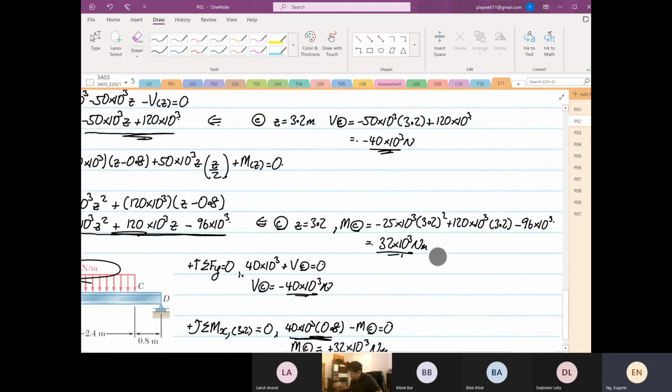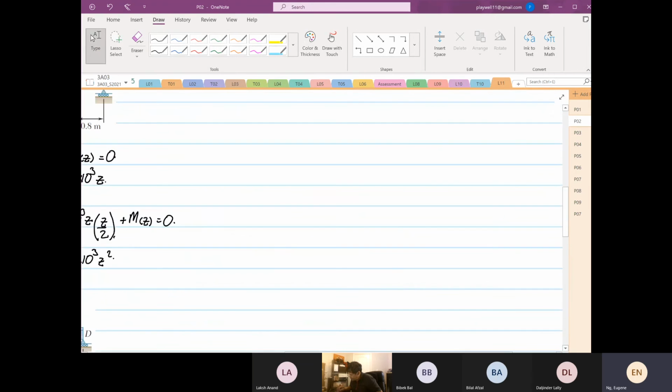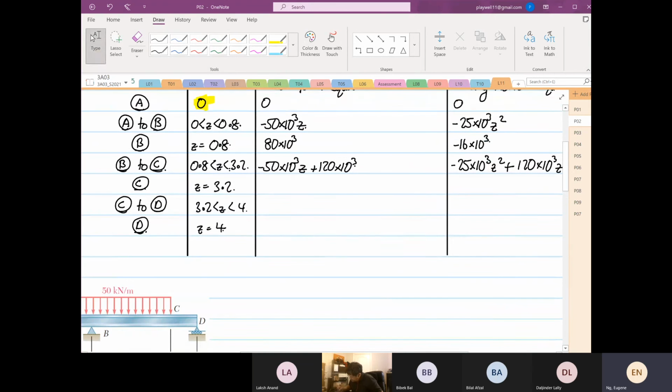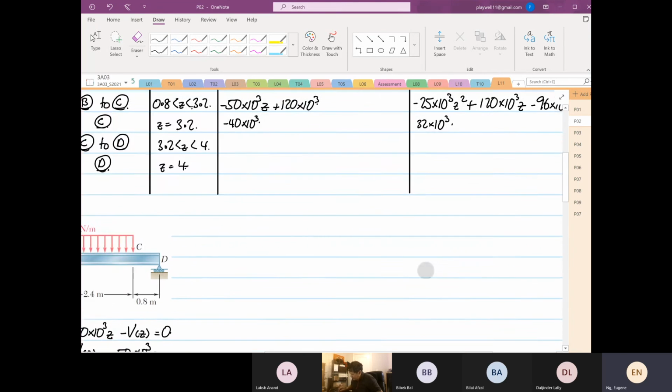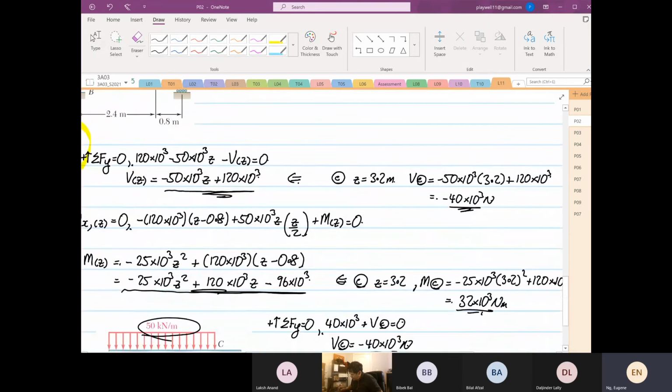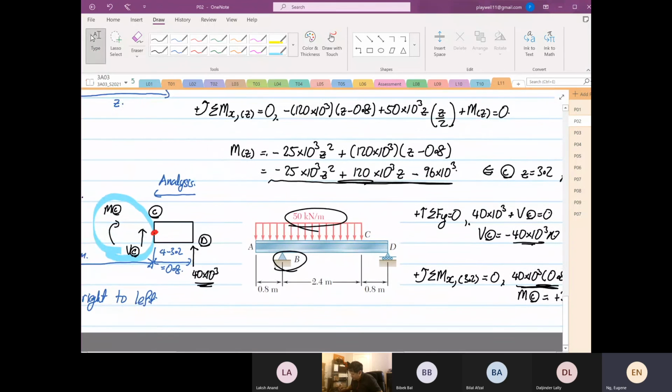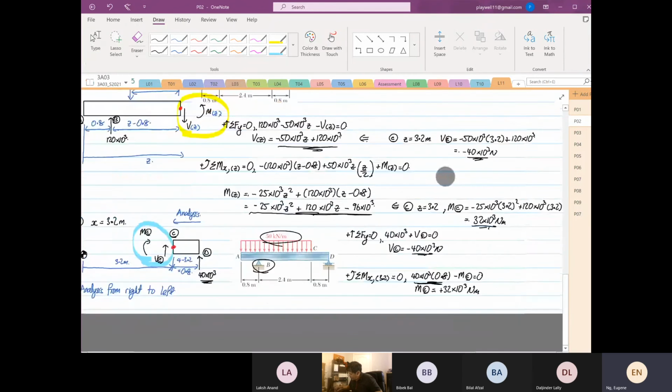So you have 32 and 40. So you have minus 40 over here, and then you have 32. Then the next one, C to D. Again, I'm going to focus on the analysis from right to left. So I'll show you how this can be formed.